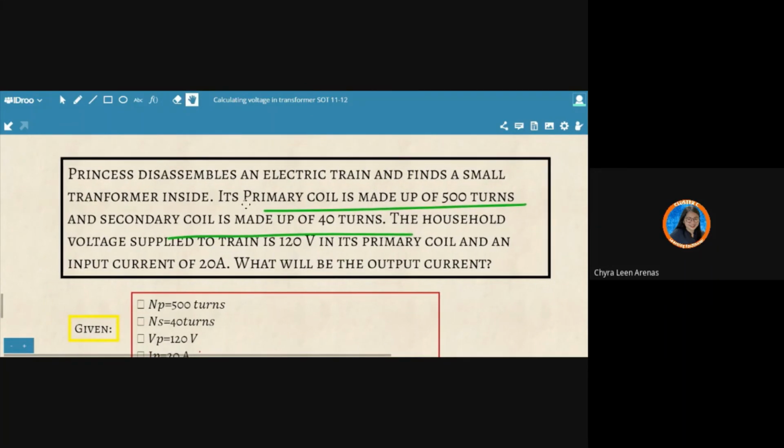In that part, we also have VP, or 120 volts. Why does it become like that? Because it said here our voltage supplied is actually 120 volts, in its primary coil, and an input current of 20 ampere. So, what will be the output current that we have to find in this part?